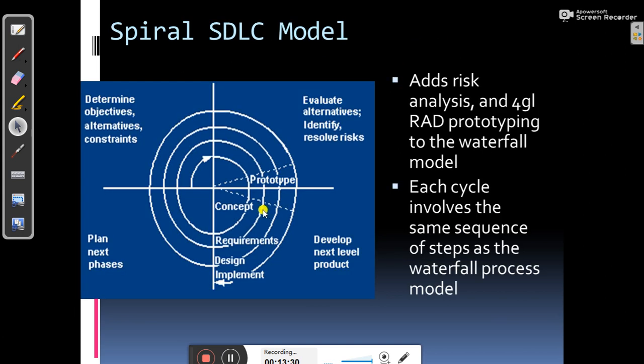Next one is the spiral SDLC model. We will discuss the spiral SDLC model and the incremental SDLC model in the next video. Please go through the topics I have discussed in this current video, and also go to the books and any literature found on the internet.